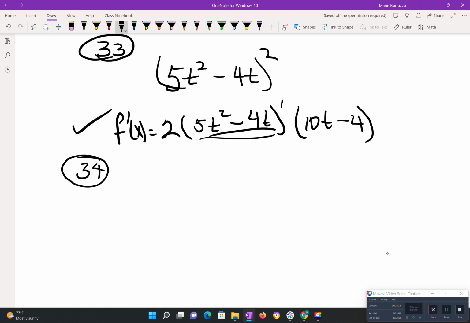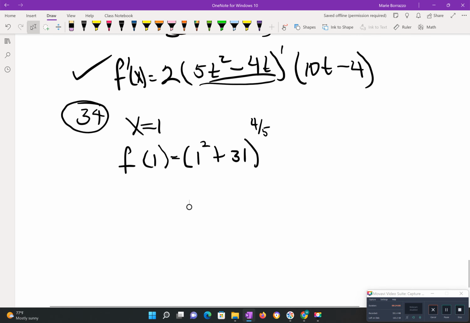Number 34. Okay, so the first thing you want to do here is find the equation of the tangent line to the graph of the function given the value x equals 1. They already gave us the x value. We need to find the y value. So f of 1 is equal to 1 squared plus 31 to the 4 over 5 degree.